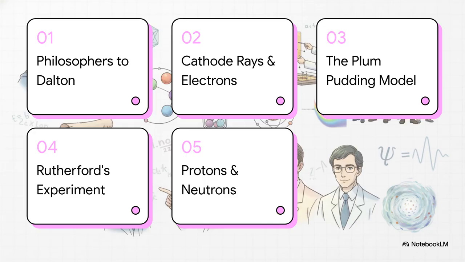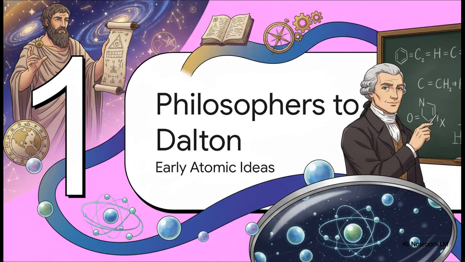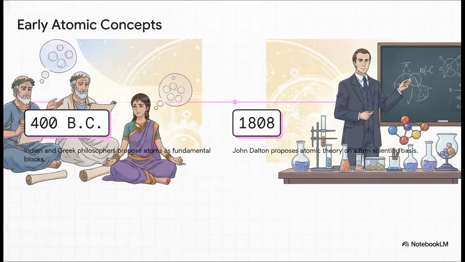Let's dive right in. Philosophers to John Dalton. We're beginning our journey by looking at the macro-level philosophical origins before we zoom progressively deeper into the atom itself. It's kind of wild to think about, but these early ideas remained completely dormant for a massive chunk of history. Around 400 BC, Indian and Greek philosophers proposed that matter had fundamental building blocks. But honestly, these were just philosophical speculations. They had absolutely no way to test them.